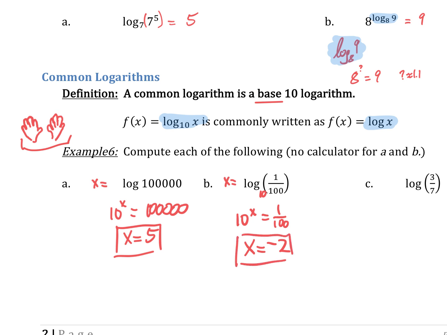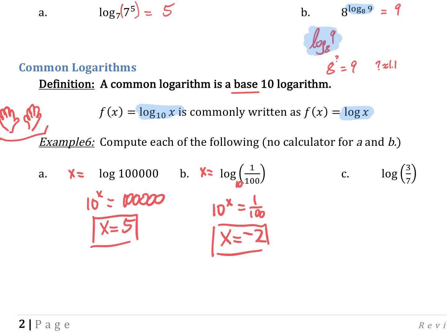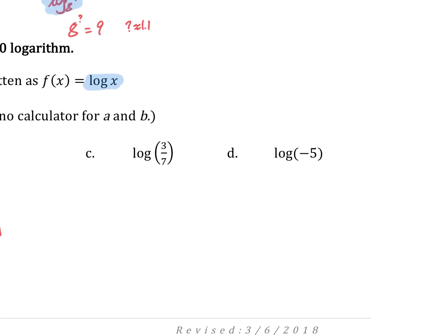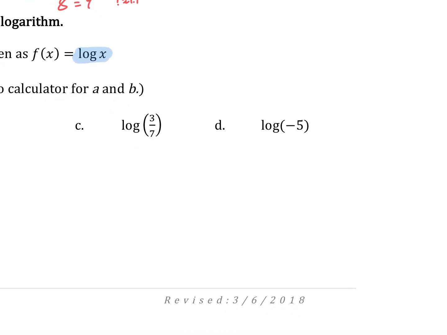All right. Well, what about log of 3/7? Oh boy. These were easy because they were just powers of 10, right? Well, we don't know this power of 10, so we need our calculator, all right? So we're going to go to our calculator here. You can use Desmos, or you can use your scientific calculator, all right? And so let's pull this out.